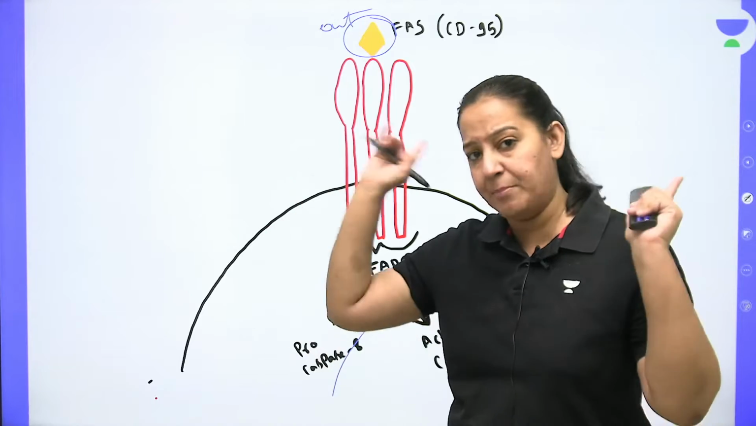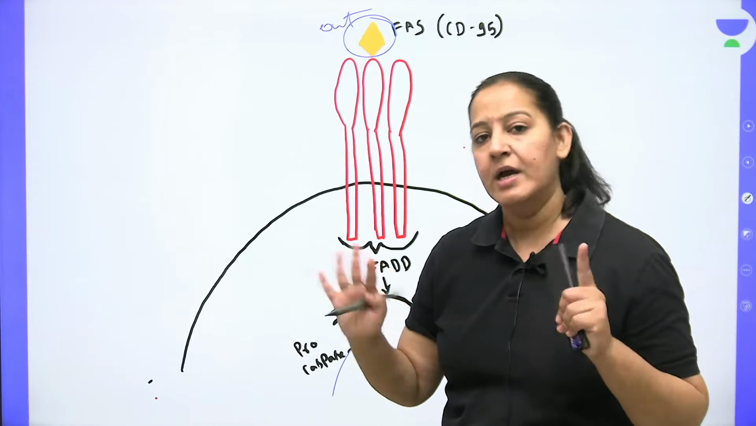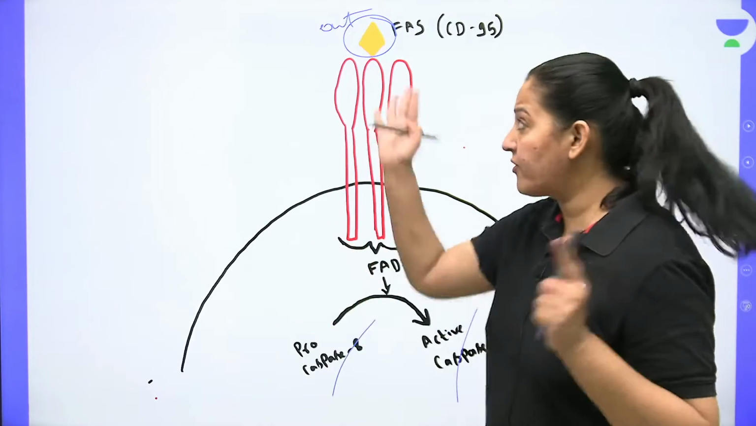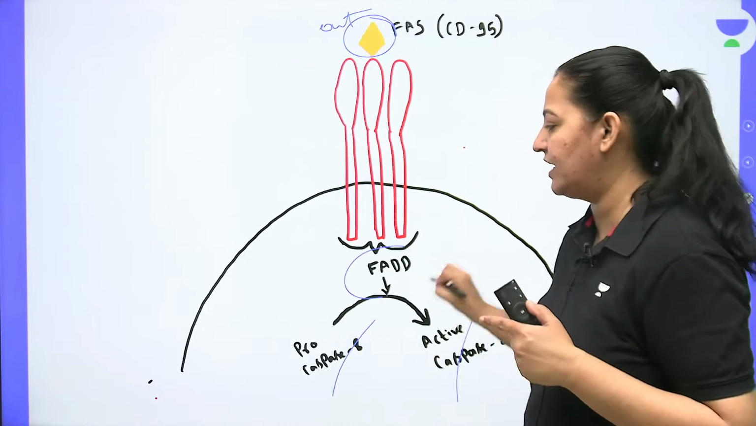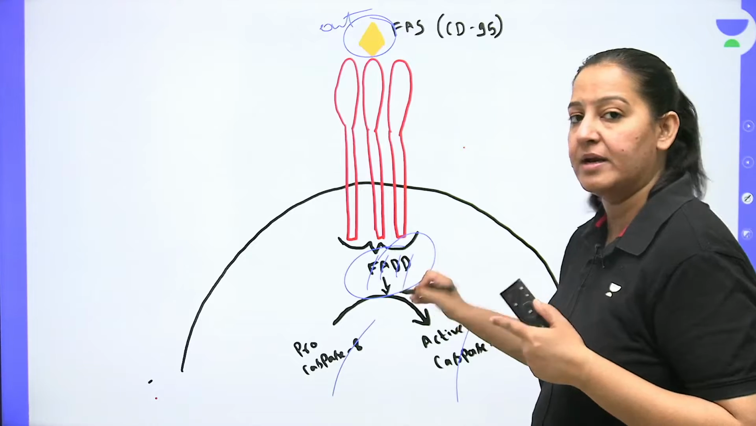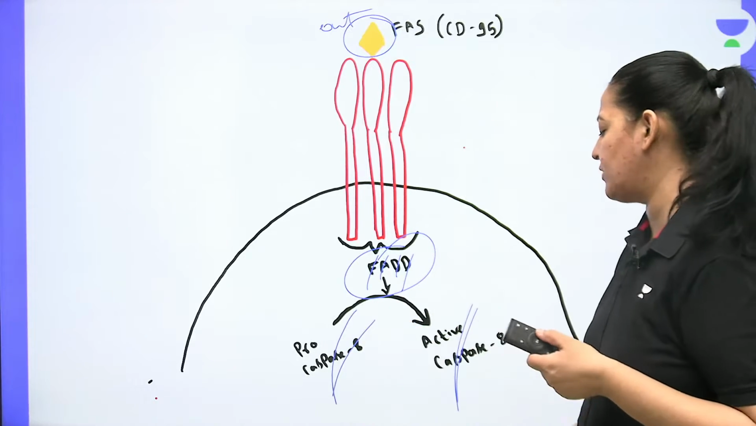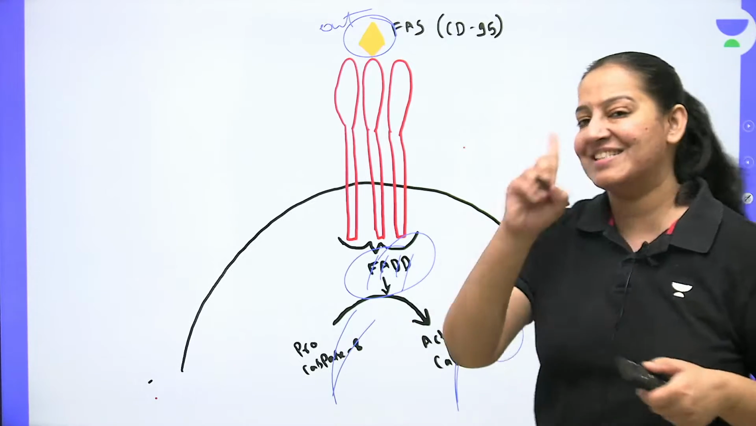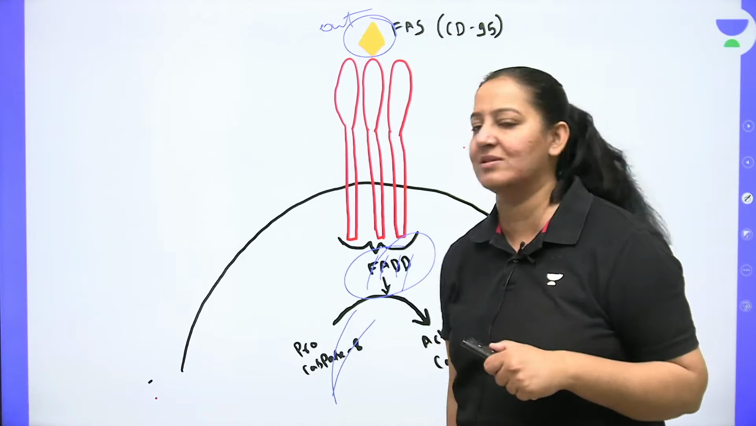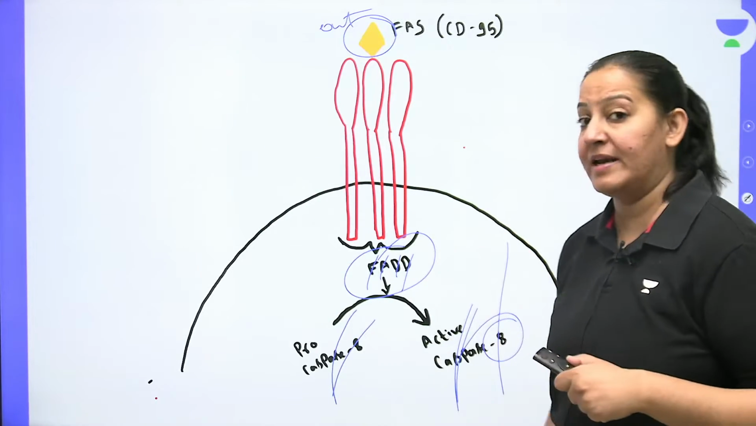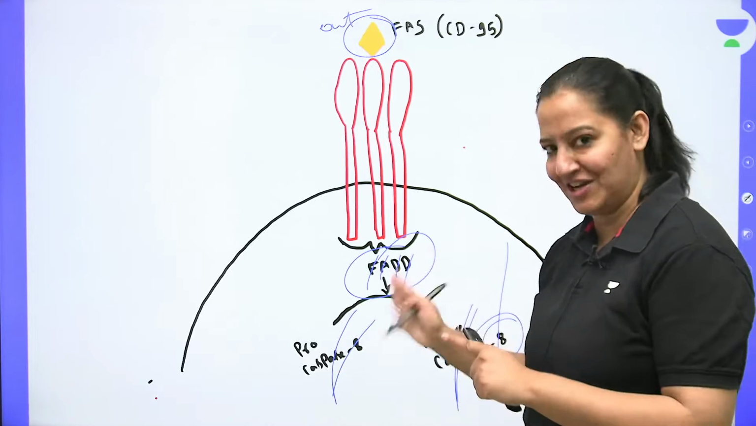Now you have to commit suicide. Body, you do not want more of you in the body. You just commit suicide. So on receiving the signal, multiple death receptors come together and they form a domain. The name of the domain is FAS associated death domain, because of which procaspase 8 converts into active caspase 8. So caspase 8 is the first caspase which gets activated in the extrinsic pathway. Currently I am teaching you the extrinsic pathway. This is an intermission. The next half of the story will be told later on.